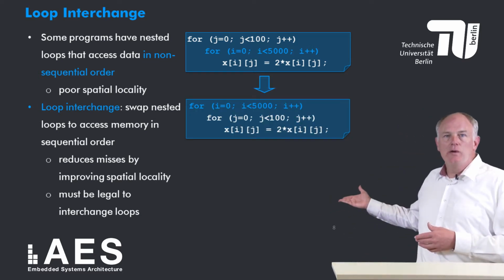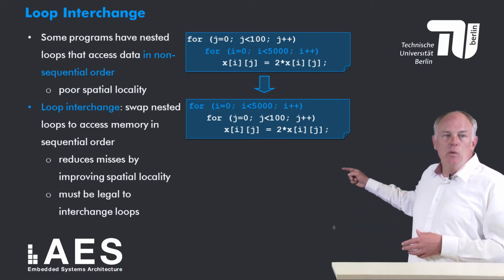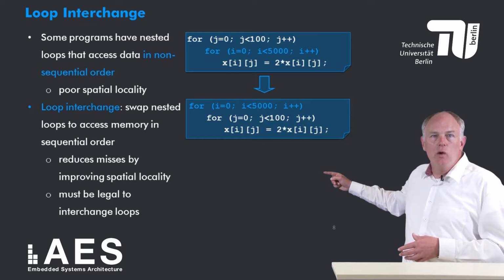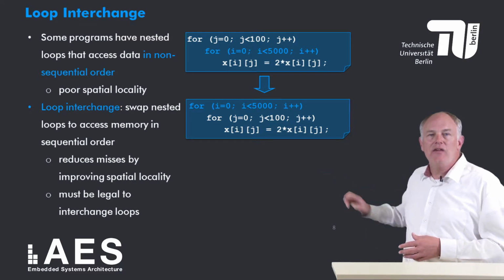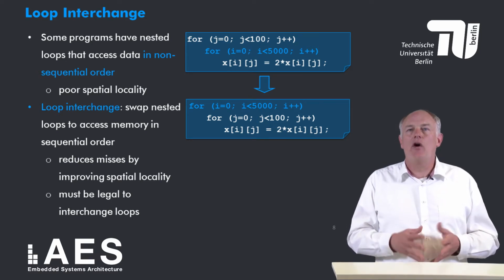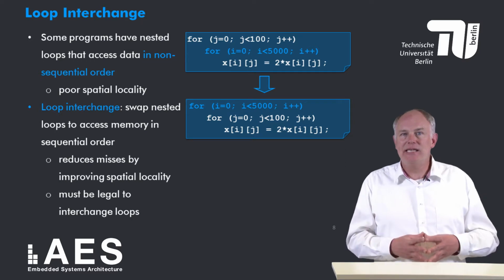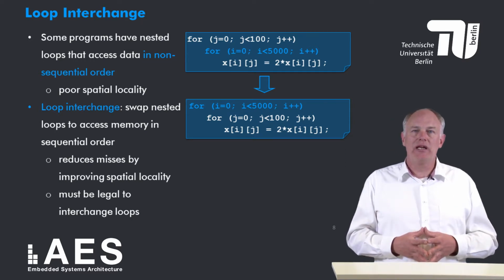This shows the code after applying loop interchange. Now the loop with index i is the outer loop and the loop with index j is the inner loop. Now the first two elements accessed are x00 and x01, which, at least in C, will be stored consecutively in memory.